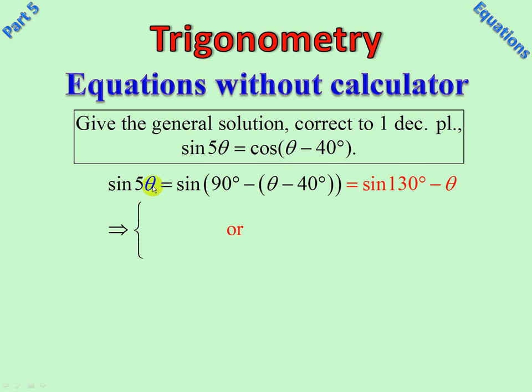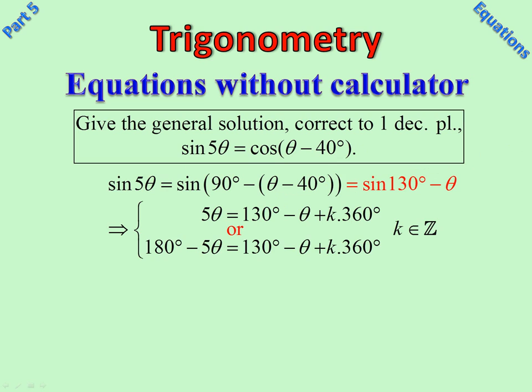Now, sine equals plus, therefore, first or second quadrant. So we're going to go 5 theta equals 130 minus theta plus k360, or you're going to go 5 theta equals 180 minus that. I've done it the other way around. I've said 180 minus that equals 130 minus theta. Remember I said that was okay.